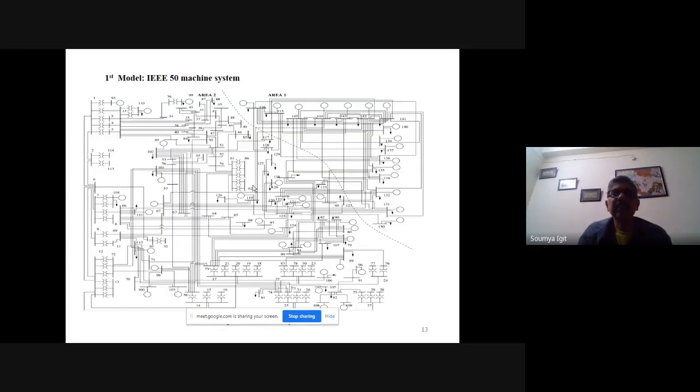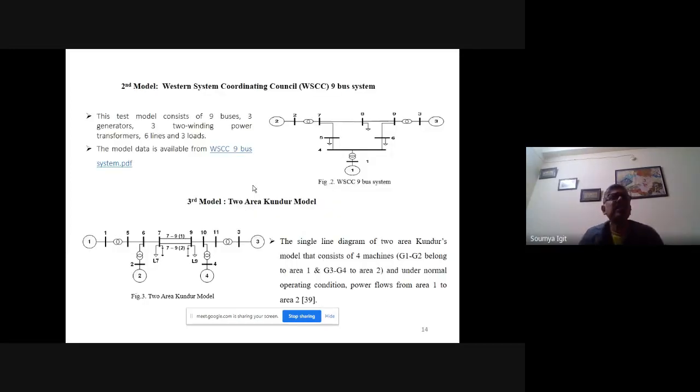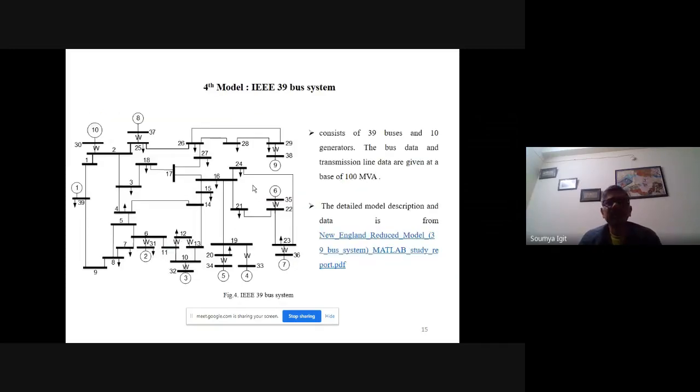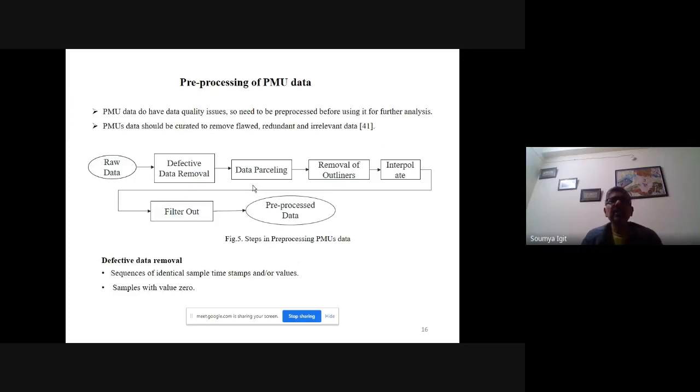So the data collection. When you talk about data collection, you have a large scale, you have IEEE, you have different benchmark systems, starting from your WSCC 9 bus system, your standard 2-area Kundur model, and you have the IEEE 39 bus system. That means the PMUs are optimally located at strategic locations in order to have visibility of the grid.